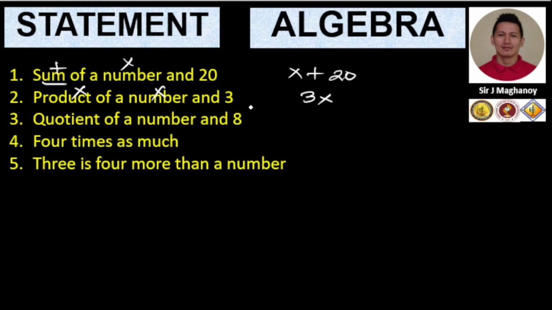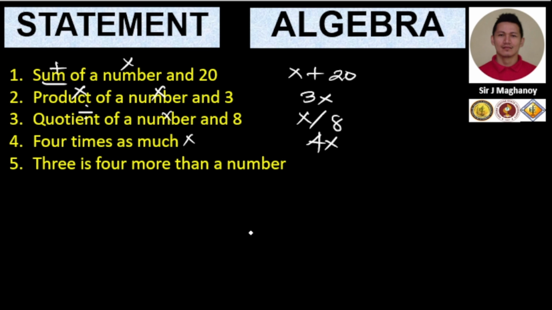Okay, how about the quotient? This fraction means division. Quotient of a number and 8 means the quotient of a number, or x, and 8, so x over 8. How about 4 times as much? So we have a number, x, so 4 times as much, we can write this as 4x.